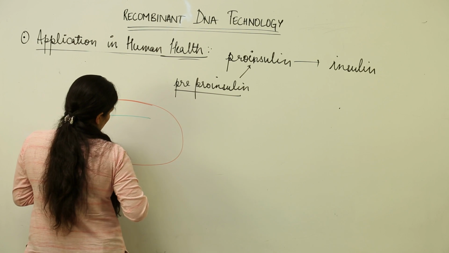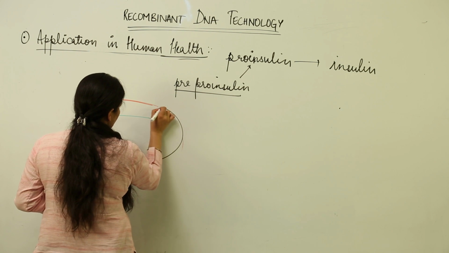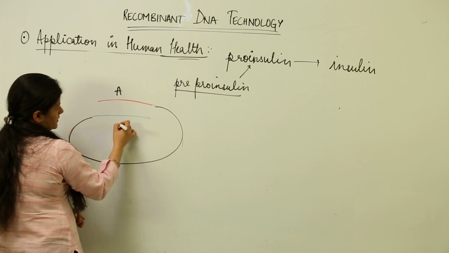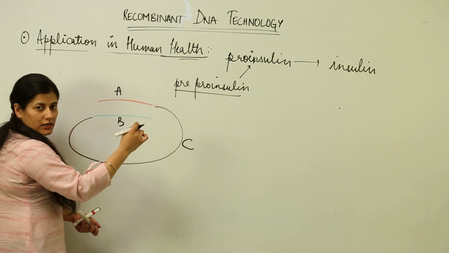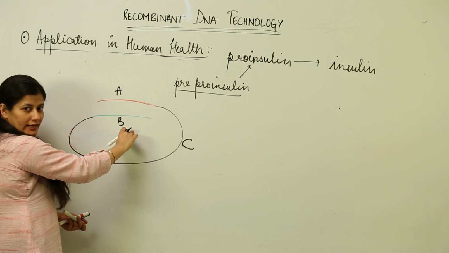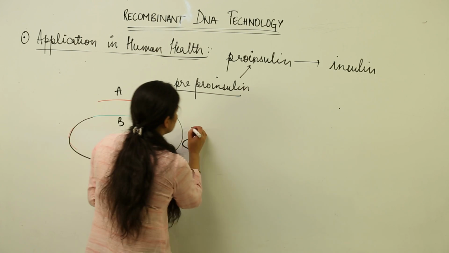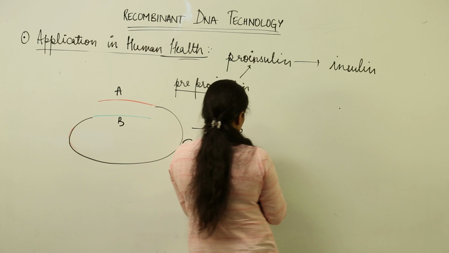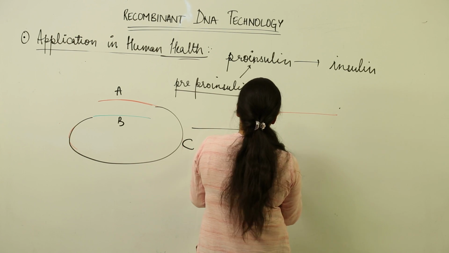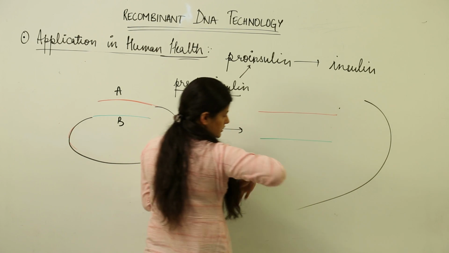Now, pay attention, this is A, this is B and this is C peptide. What is to be done is that the C peptide is to be removed and then it becomes insulin, and A and B have to be attached by disulfide bridges. The conversion takes place in such a way that you have A peptide, you have B peptide and the C peptide gone away. It's cut.